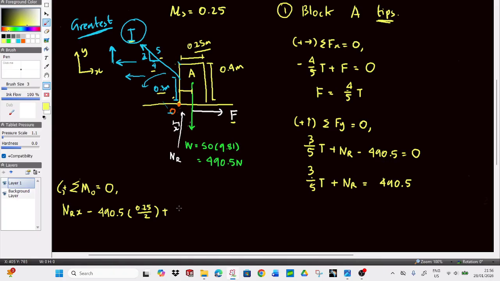So therefore it will simply be plus 4 over 5 T times 0.3 equals 0. Apparently I just realized we do have four unknowns. The first unknown is our T. We do not know what our T is. The second unknown is our NR, and the third unknown is our x. But our F, we can express in terms of T, so that's already reduced it to three unknowns.